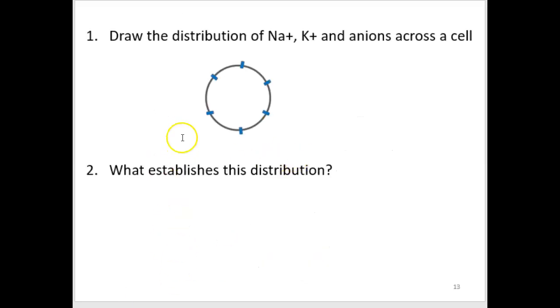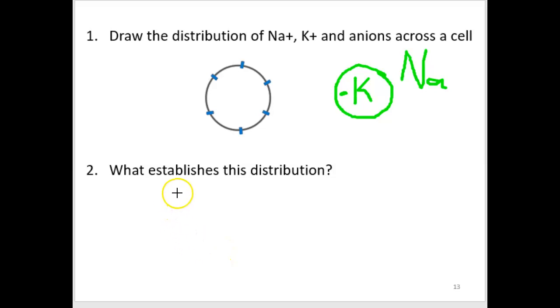So the first thing I'm going to have you do is draw a circle on a piece of paper. So I drew my perfect circle. And what I want you to do is make sure you know the distribution, meaning the amounts, and where sodium ions, potassium ions, and anions are across the cell membrane. So remember, sodium is really high on the outside, potassium is high on the inside, and then there are also some negative anions inside.